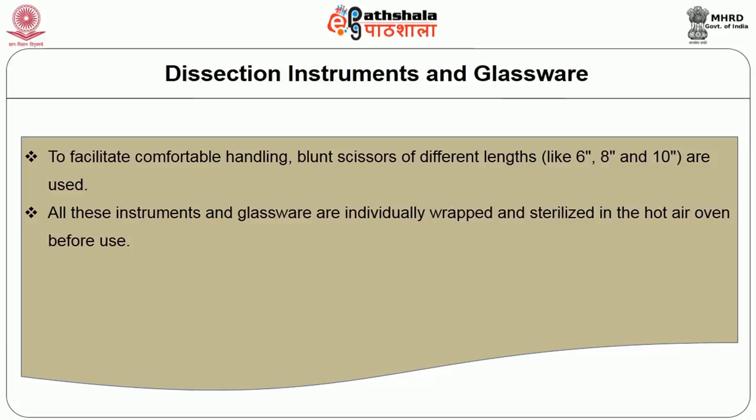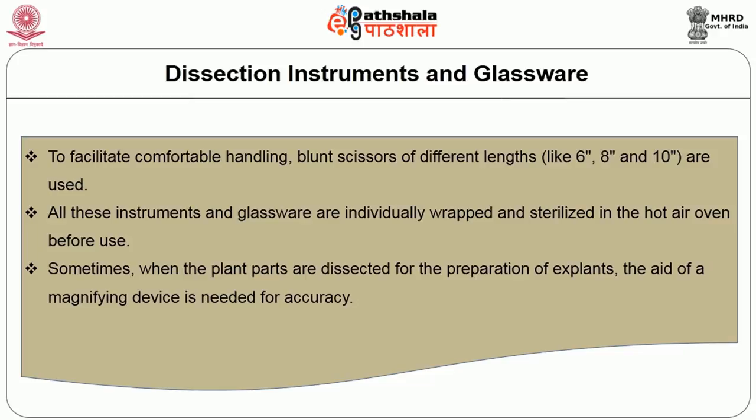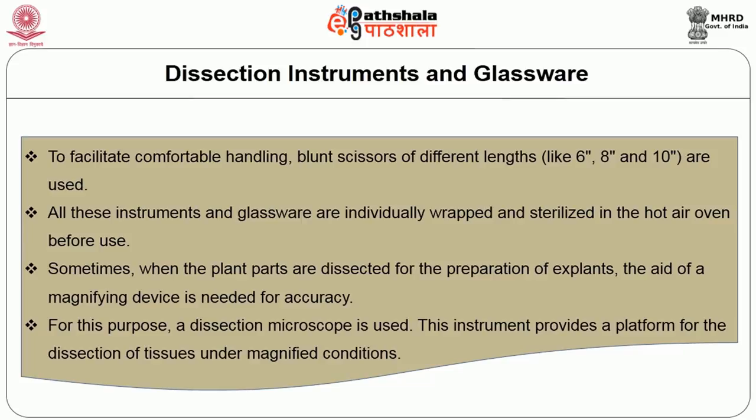Sometimes, when the plant parts are dissected for preparation of explants, the aid of a magnifying device is needed for accuracy. For this purpose, a dissection microscope may be used. This instrument provides a platform for the dissection of tissues under magnified conditions. Now, we shall consider the incubation racks.